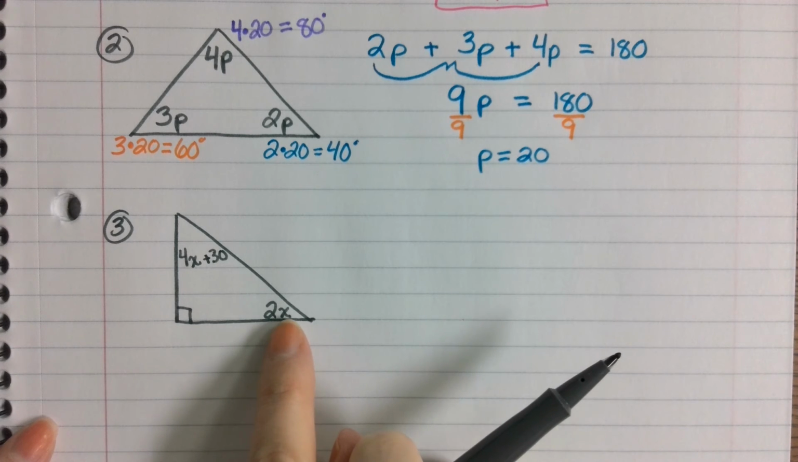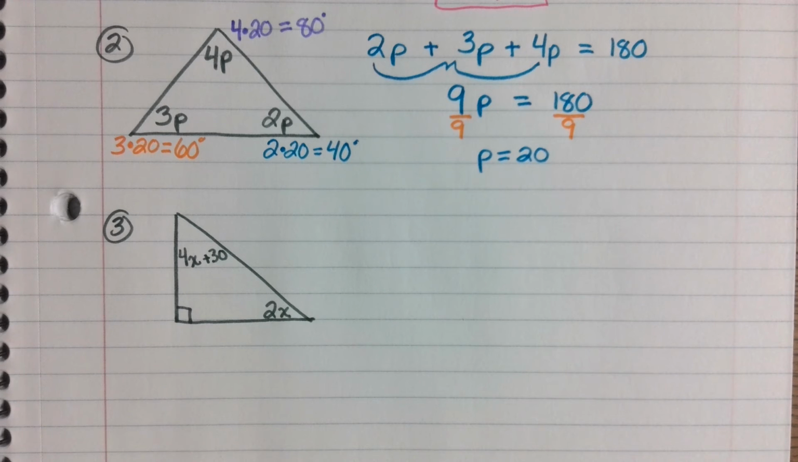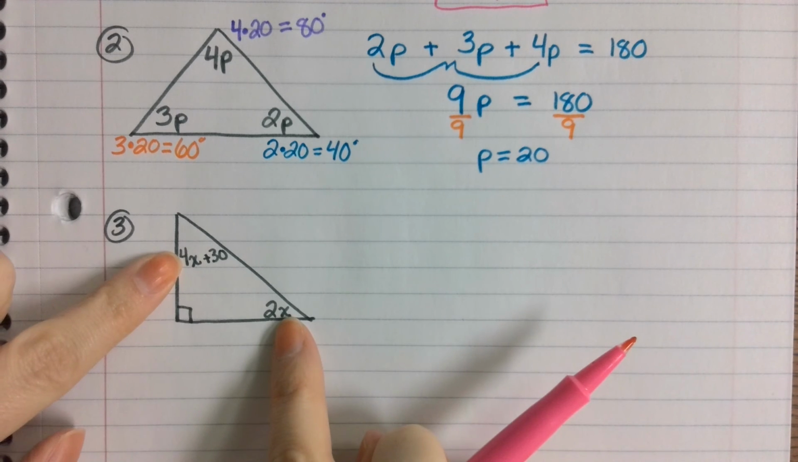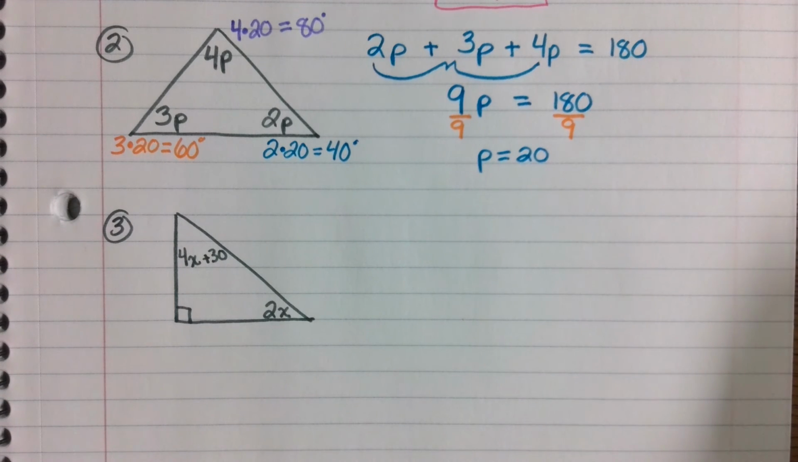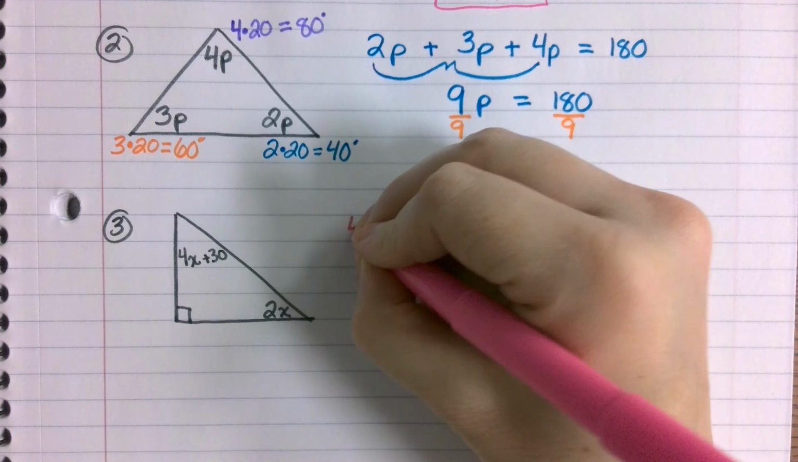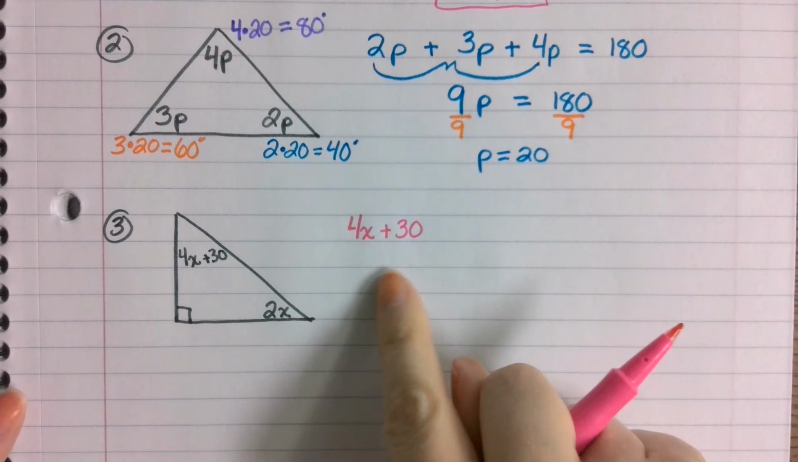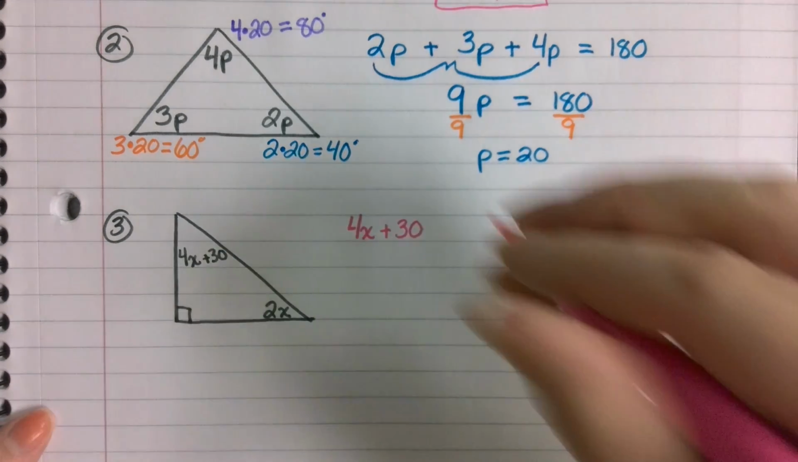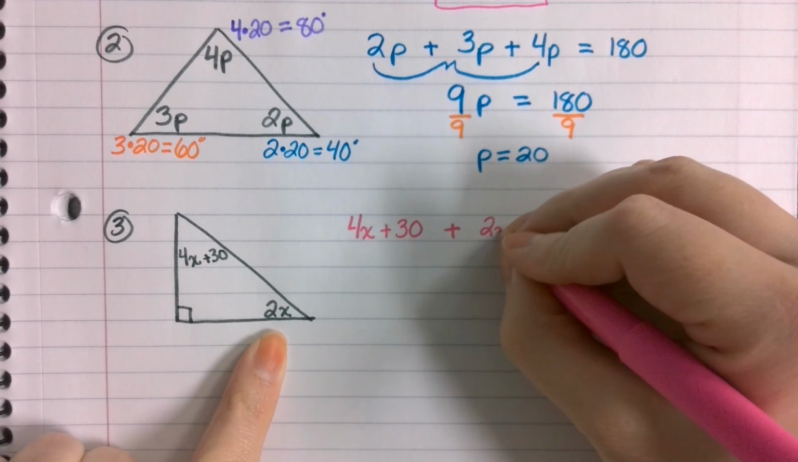So this bottom one is 2x, this one up here is 4x plus 30. So if I wanted to set this up as an equation, I would take each individual angle, all three angles, and write an equation where I'm adding them together to equal 180. So we'll start with the top one. I'm going to write 4x plus 30. That's my first angle. I'm going to add it with my second angle, 2x.